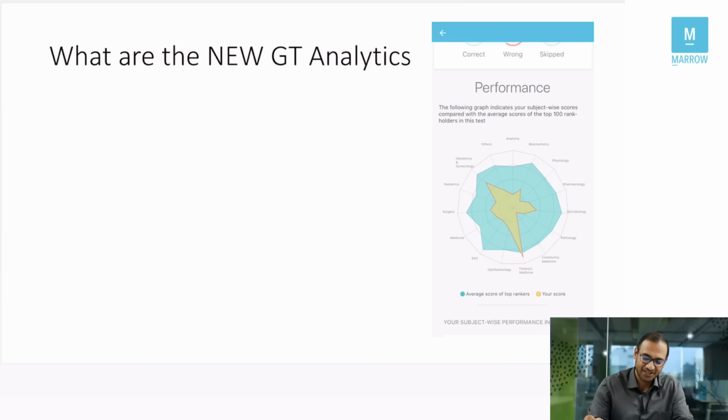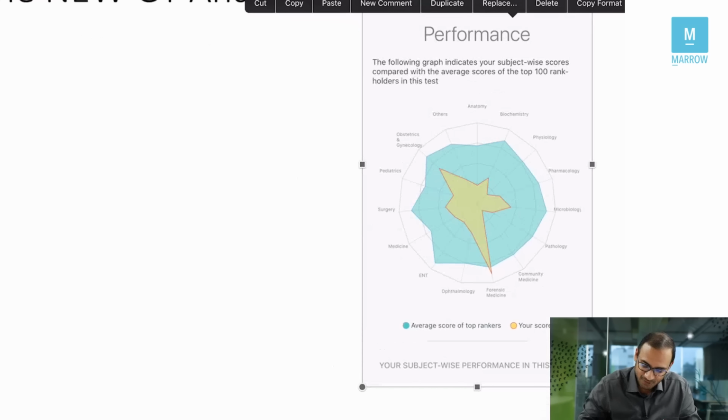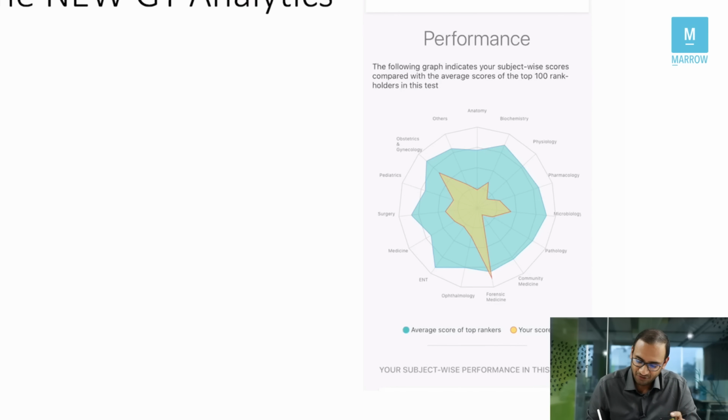The next thing is your performance. Now there are 2 types of performances. First is per test performance, and then there is an overall performance, which is just amazing. The test performance over here gives you this spider graph, right? So there are 4 circles of this spider graph. So the outermost circle is say 100%, and then you have 75%, then 50% and 25%.